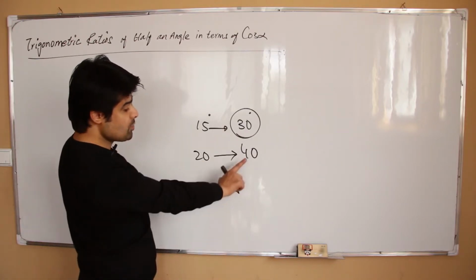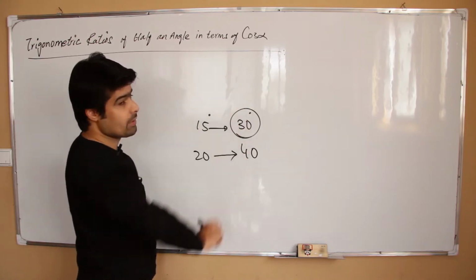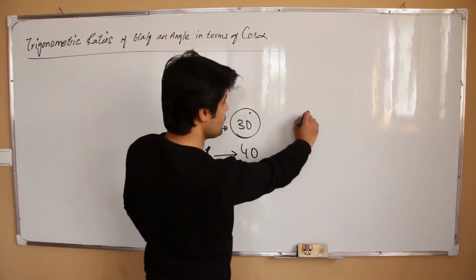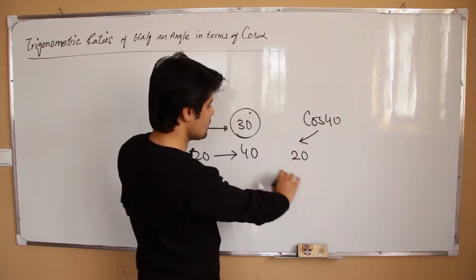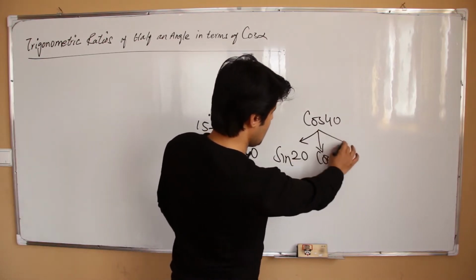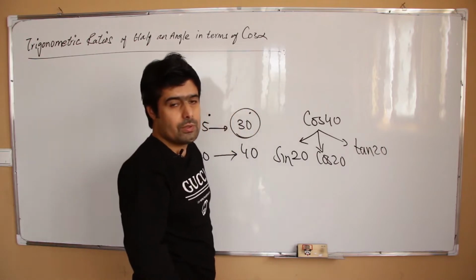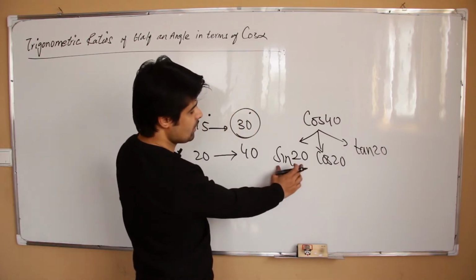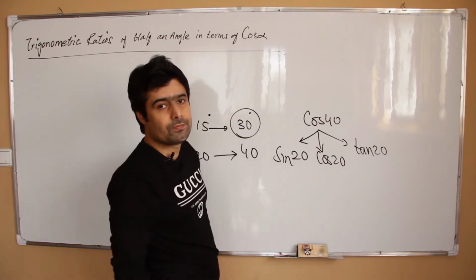Now, which trigonometric ratio of 40 must be given? Cosine. What do I mean? If we have cosine of 40, how can we find the 20? Sine of 20, cosine of 20, and tangent of 20. It's simple. Obviously, if we can define sine of 20, we know the cosecant of 20 also. Am I right or not?